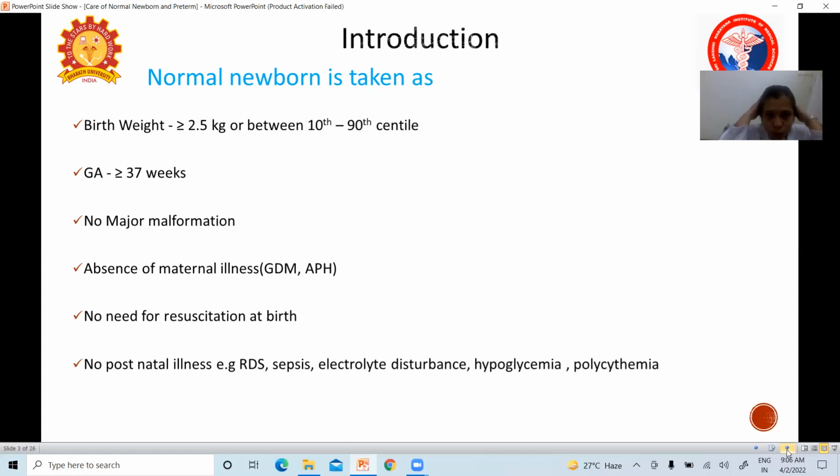In this session, we are going to discuss how to take care of the normal newborn during delivery, after delivery, at the time of discharge, and how to follow up. So this is the objective of today's session.